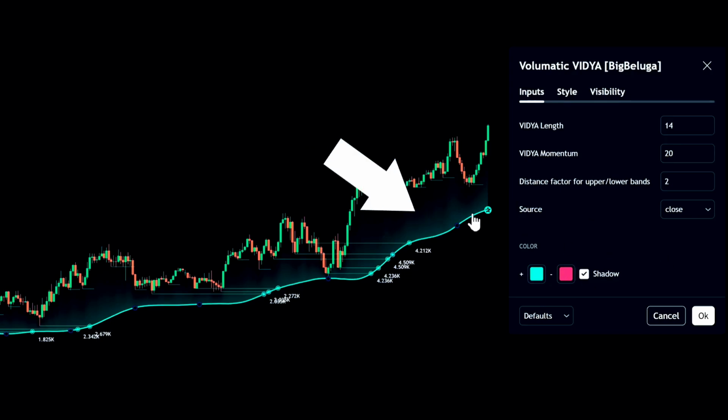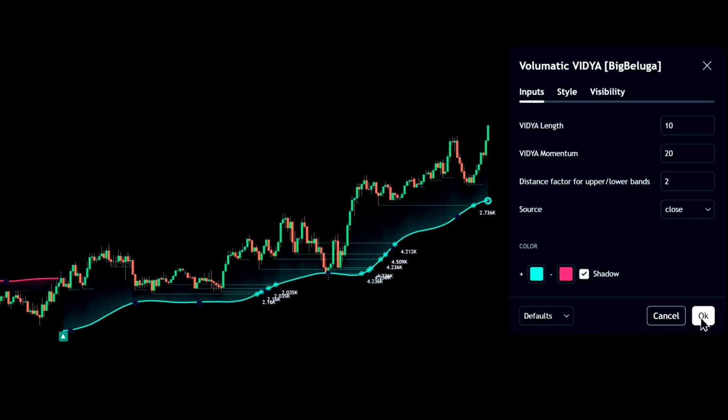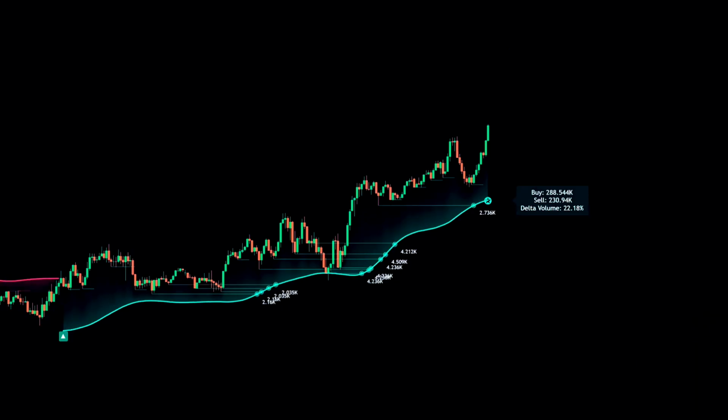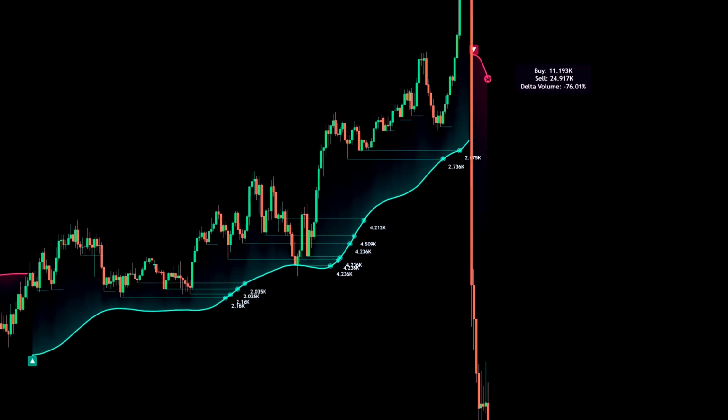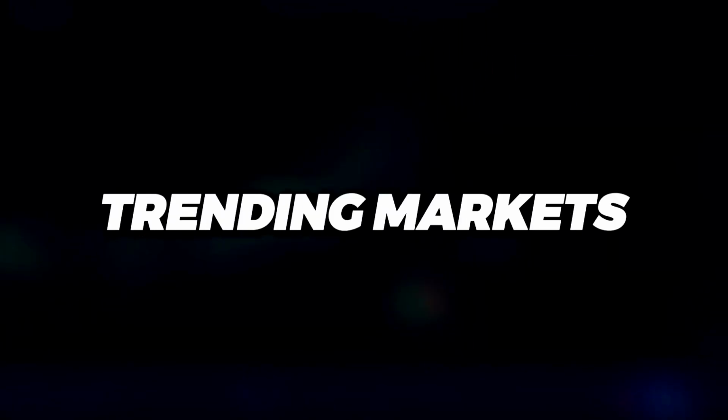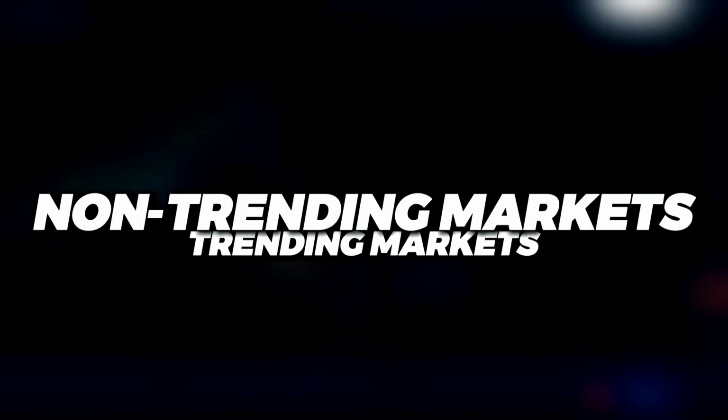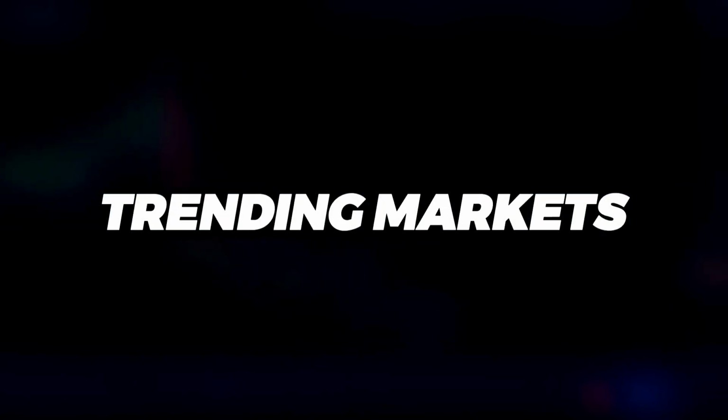Entirely the shadow is the trend cloud itself. Once you've adjusted the settings to your liking, click OK to apply the changes. There are two main ways to use this indicator, depending on the market type: in a trending market and a non-trending or ranging market. Let's start with trending markets.